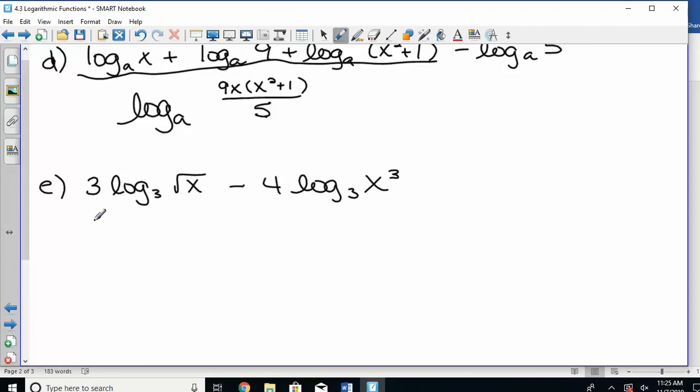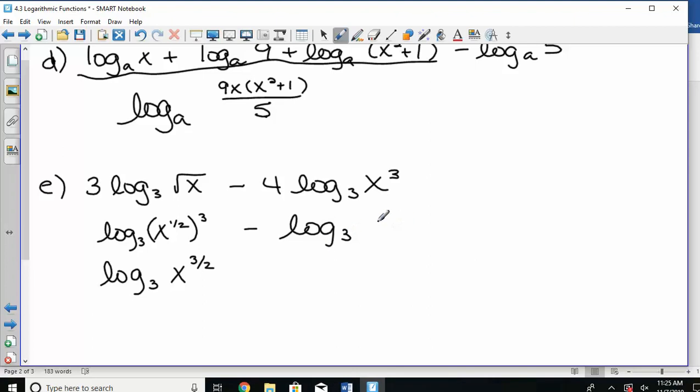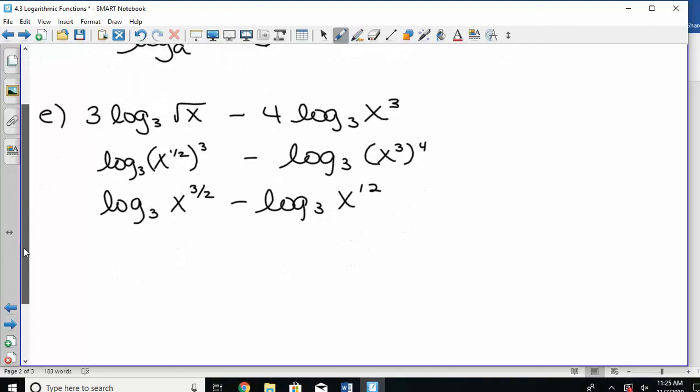E, we're going to have to be a little more careful here. A square root is like an x to the 1/2. With that 3, you would have to bring it up. So what power does that turn into? 3/2. You would have to multiply those. Okay, this would be minus log base 3 of x cubed to the 4th. So that's x to the 12th.